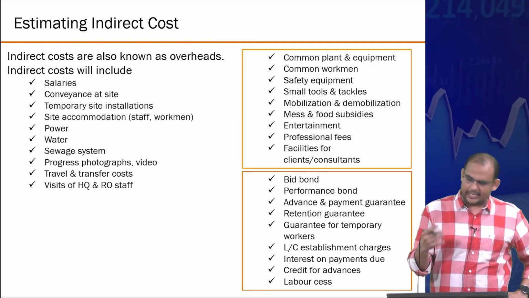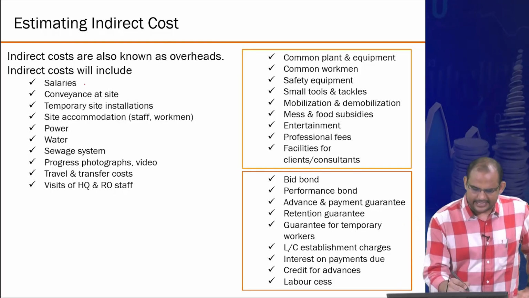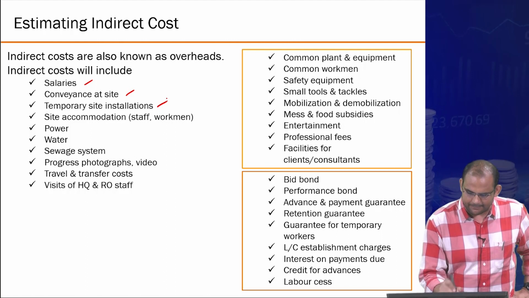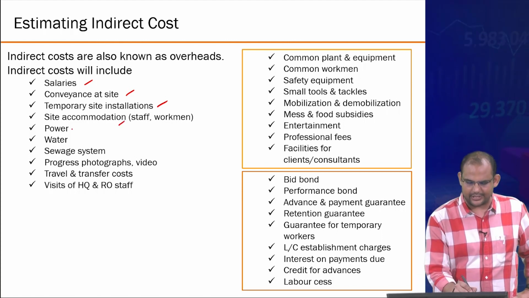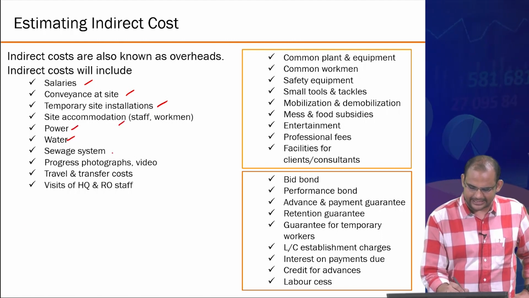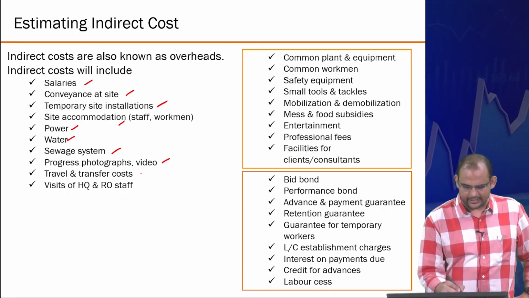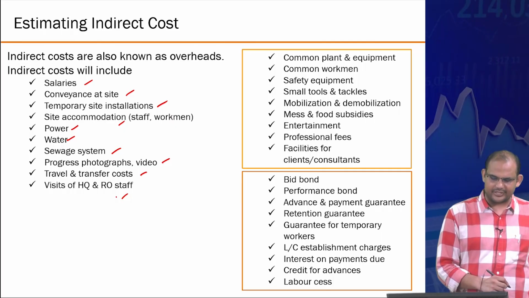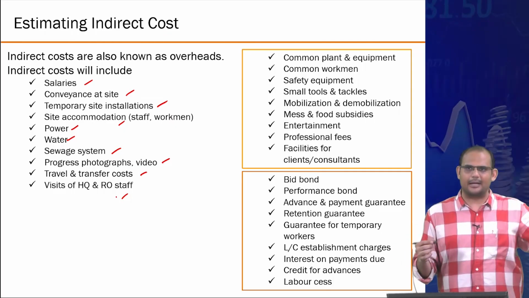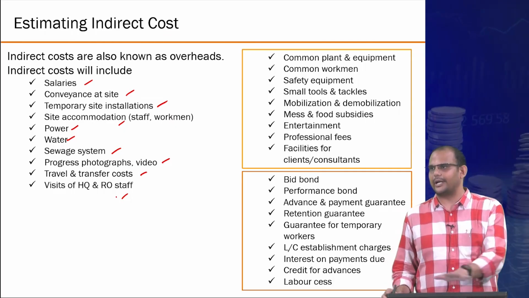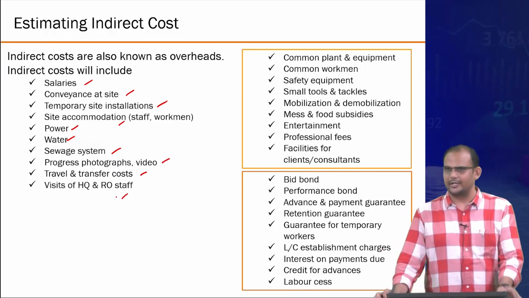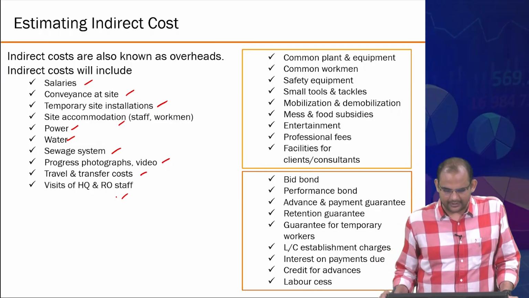Indirect cost, again, just to give you some ideas. Salaries, transportation, temporary installation, site accommodation, power connections, water facilities, sewage system, photographs, videos for progress updates, travel and transfer cost, visits of headquarters, bade sahab aa rahe hain, all those things you need to accommodate in some sort of an indirect cost in a construction project, right?